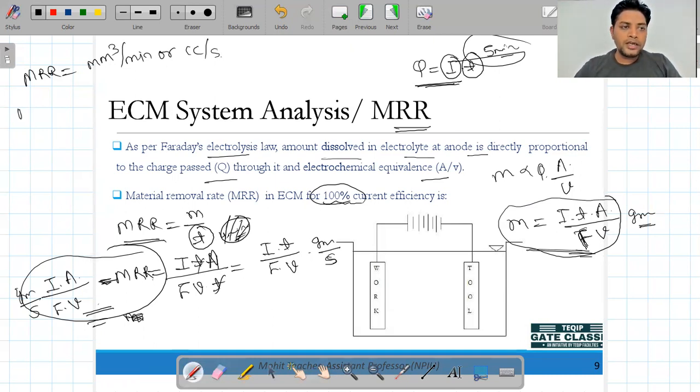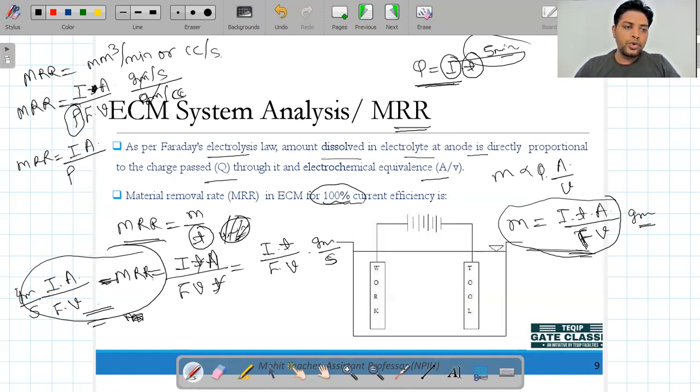So what we can do is take whatever material removal rate we are using here and divide it by the density of the material from which the workpiece is made. So this will be equal to I into A upon rho into F into V. This rho is in gram per cc, for example, so the grams cancel out, and MRR equals I into A upon rho into F into V, which is in cc per second. Please keep in mind this formula.